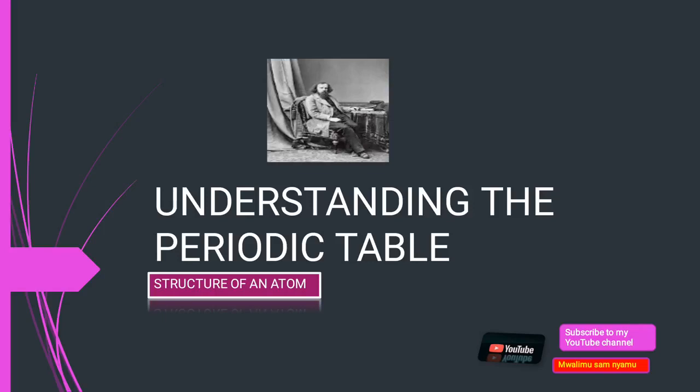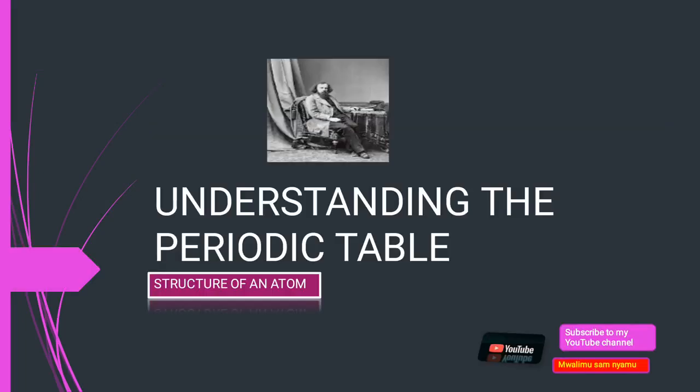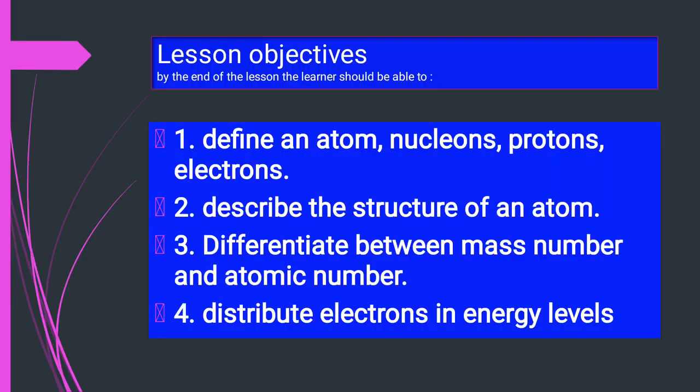So in our today's lesson, we have the lesson objectives, and by the end of the lesson, you should be able to define an atom, the protons, the nucleons, and the electrons. You can note down these objectives so that you can always refer back by the end of the lesson to check whether you're able to master the following concepts.